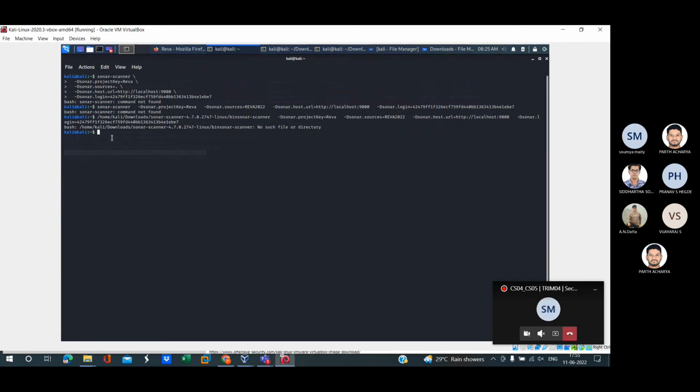Which one? Okay. Oh, bin and then, actually, slash. After bin, it took directly. Bin and slash. Yeah. No. Now it will work. Surely it will work.